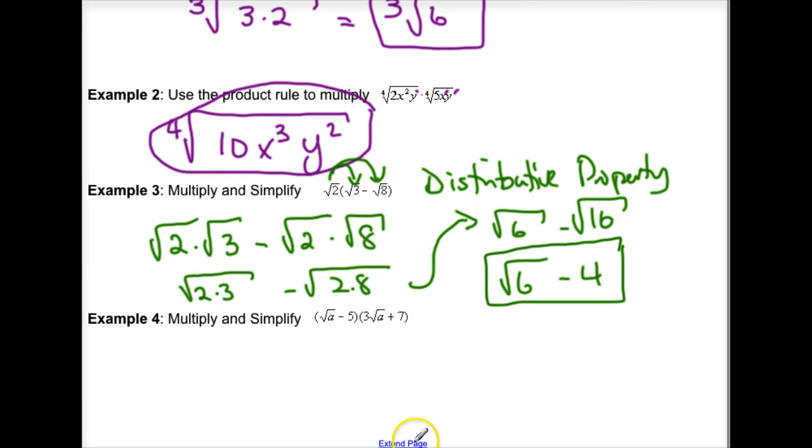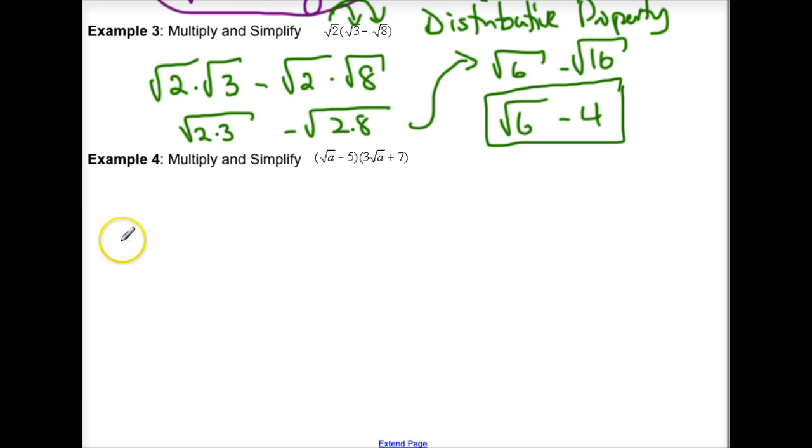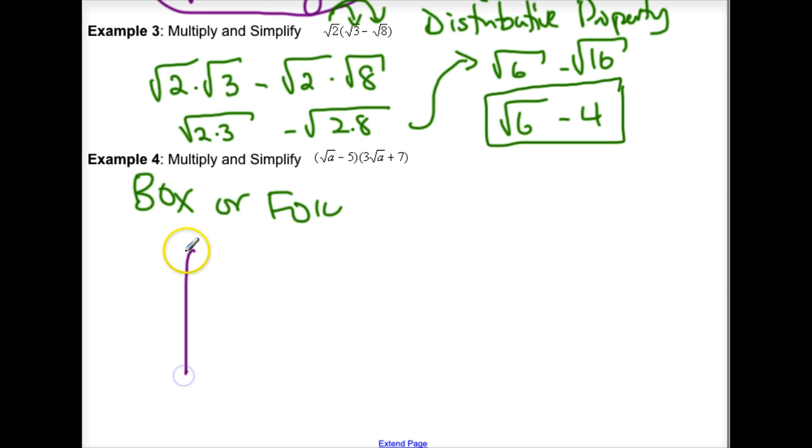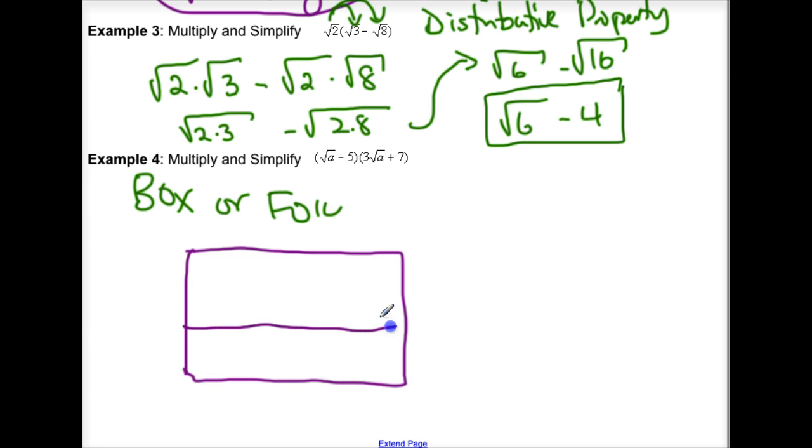Our last example says multiply and simplify. So we can use the box method or we can do FOIL. Some of you like FOIL. I like the box method, but it doesn't really matter. Just like you would do multiplying binomials, we're going to do the same thing here. This becomes the square root of a minus 5. It doesn't matter where I put what, square root of a, 3 square root of a, and then this is plus 7.